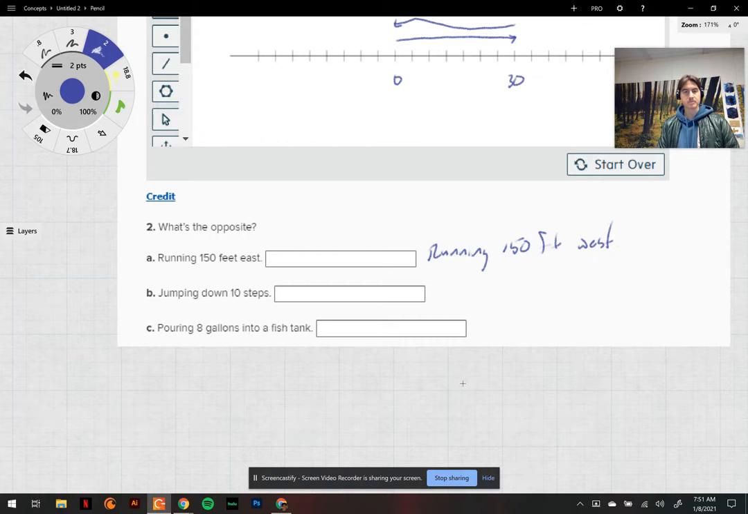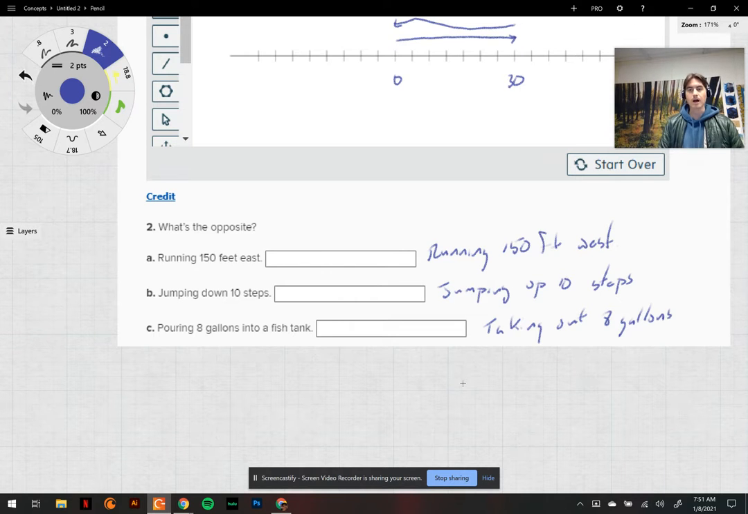Jumping down 10 steps, the opposite of down is up. So you're jumping up 10 steps. Pouring 8 gallons into a fish tank. So if I'm pouring it into the fish tank, then I'm taking them out. So taking out 8 gallons. So these are examples of opposites.